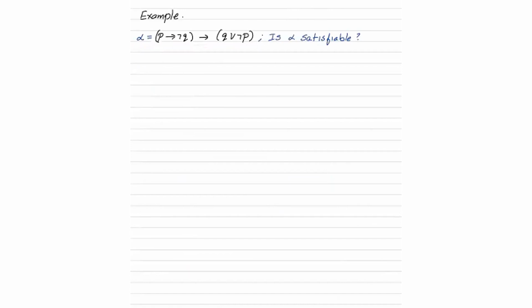I hope the semantics or the interpretation of implication is clear. If you have any questions, please ask. Is this formula satisfiable?